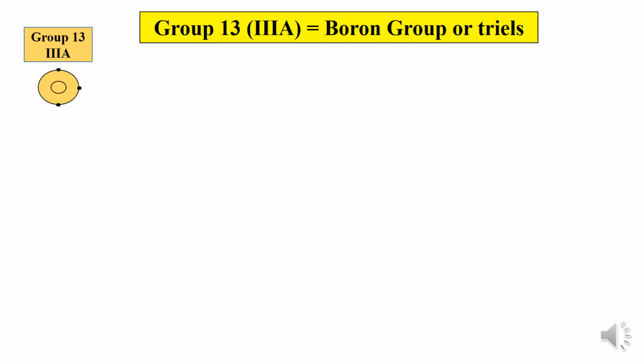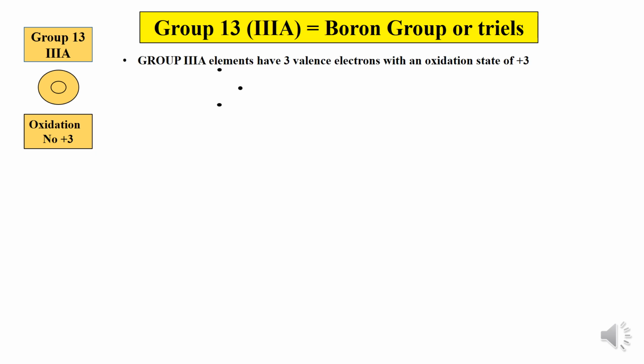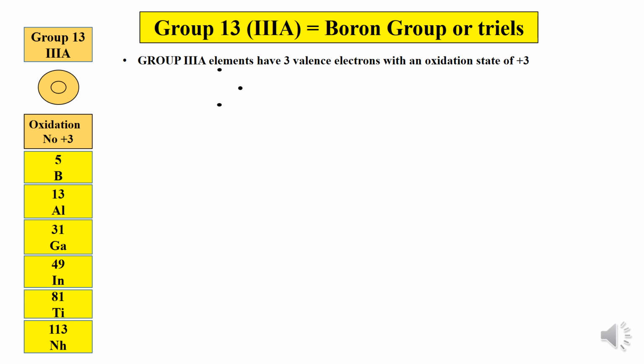Group 13 elements have 3 valence electrons in their outermost valence shell. They lose these 3 valence electrons to form an electropositive ion with a +3 charge, giving them an oxidation state or oxidation number of +3. Group 3A elements have 3 valence electrons with an oxidation state of +3, as already mentioned. For example, the group 13 element aluminium reacts with chlorine to form aluminium chloride.